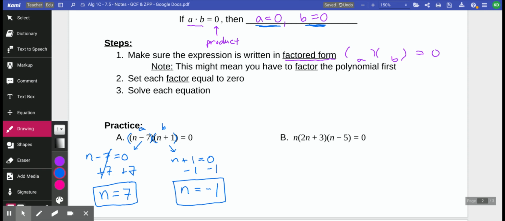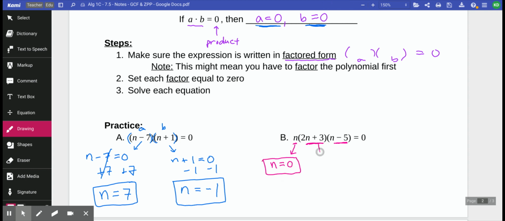Okay, let's look at our next example here. Here we actually have three factors. I have n, 2n plus 3, and n minus 5. So I'm going to set each of these equal to 0. So the first one is just n equals 0. Done. Solved already. The next one is 2n plus 3 equals 0. And my last one is n minus 5 equals 0. And what we can do is solve each of these.